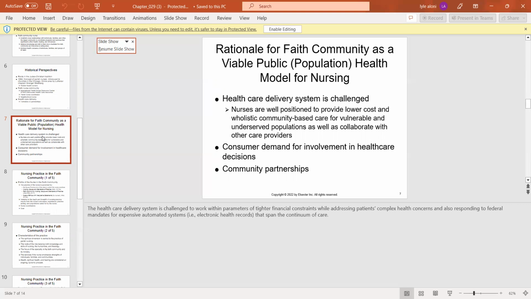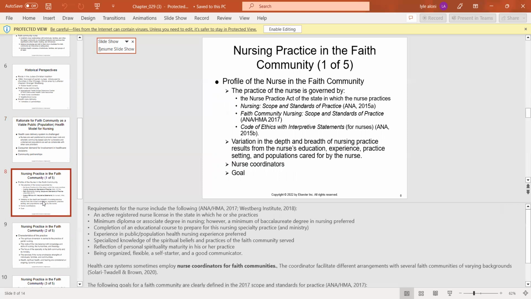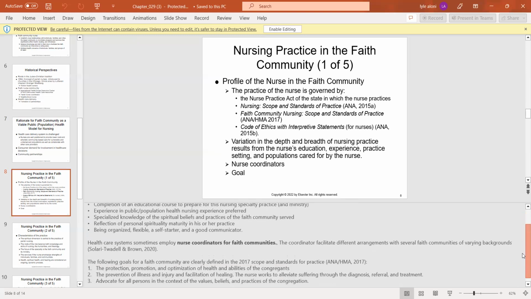So we look at our federally expended automated systems like our electronic health records. To look at our continuity of care, we establish community relationships and involvement. Requirements for a faith community nurse include the following: an active nurse license in the state where he or she practices, completion of an educational course, and experience in public health. We also know that you want to be very careful with your biases with this and make sure you're aware of your own faith as well as the faith of those you're working with.